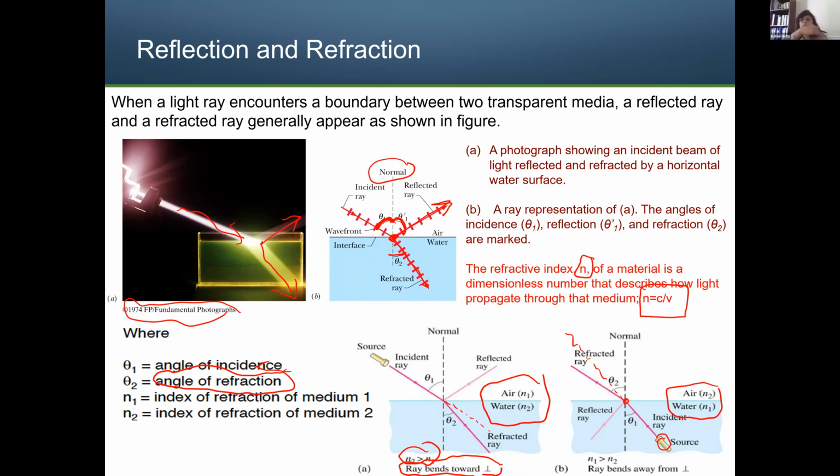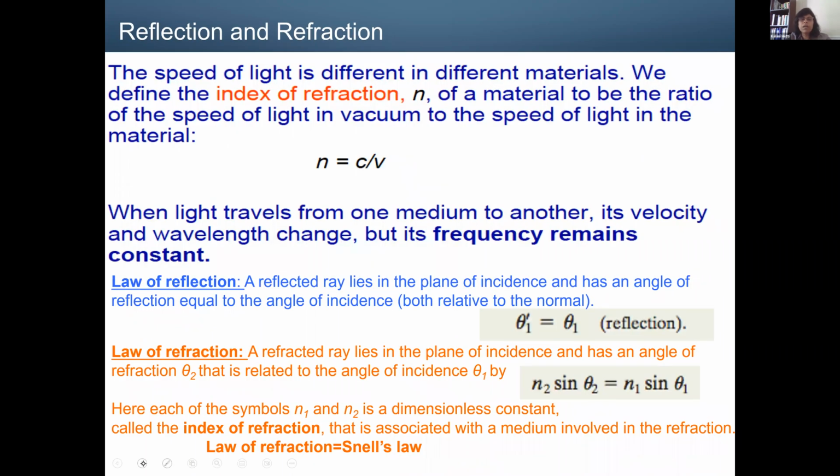Because of that, you're going to bend outward from the normal. Okay, so you need to understand that very clearly. It depends on the speed of the light going through that media. Okay, so more information about refraction.